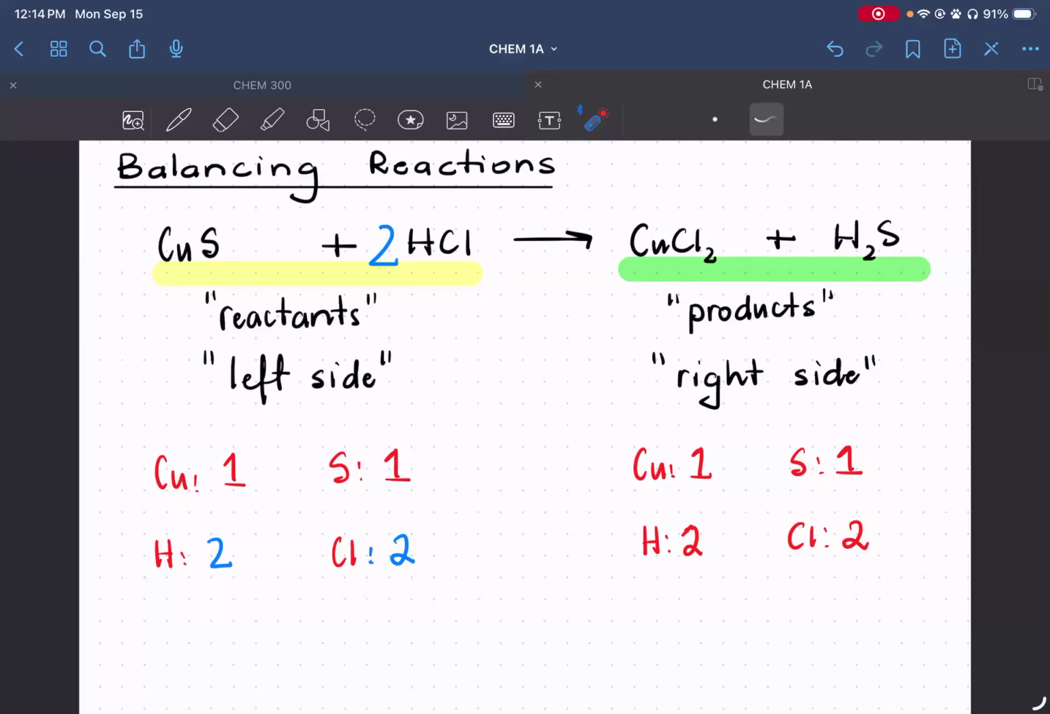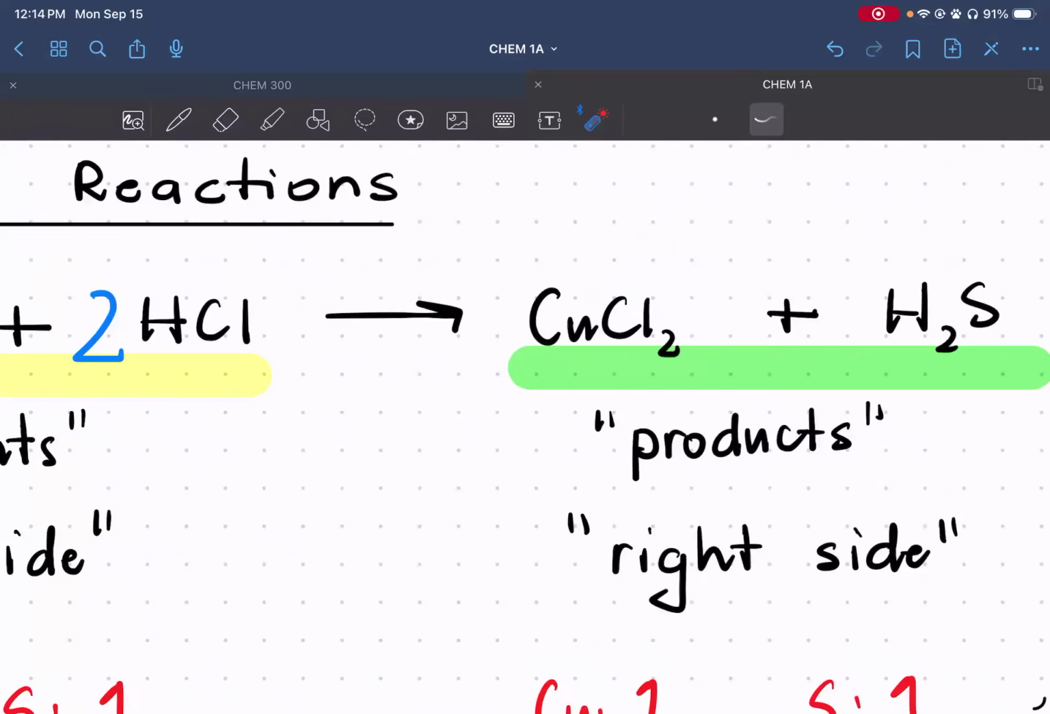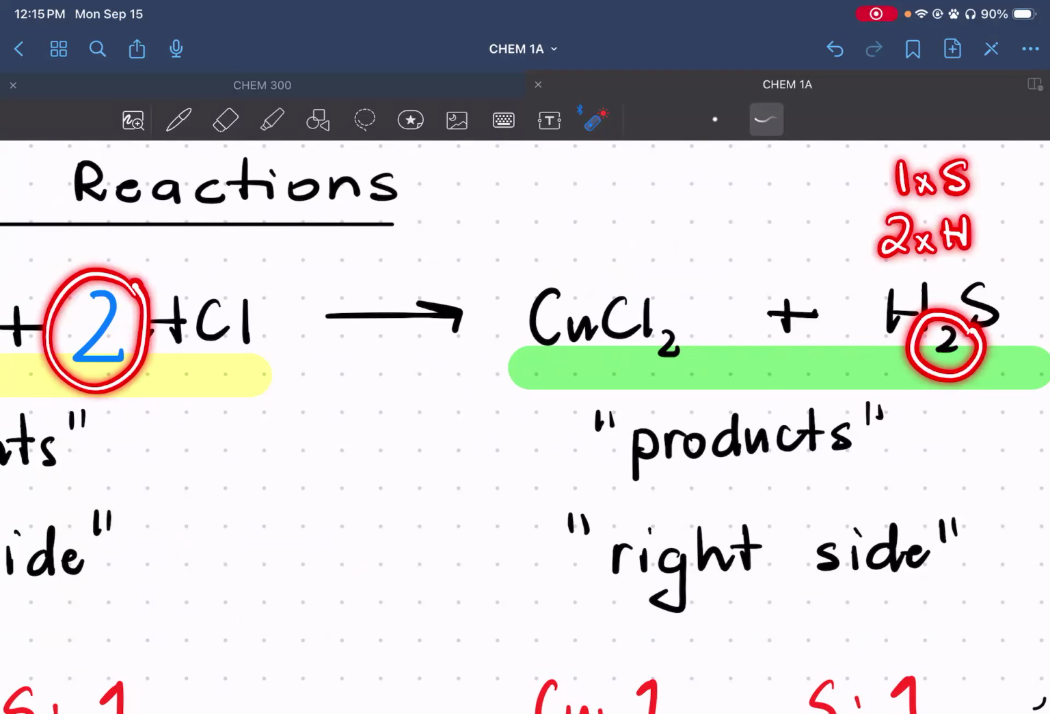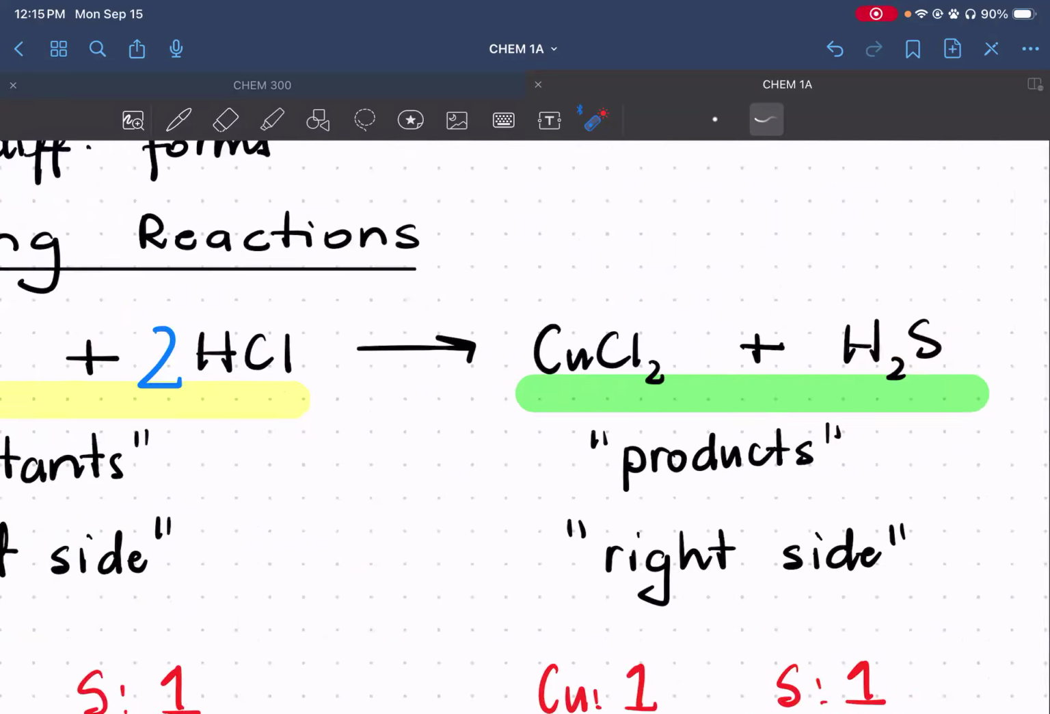But the really important part I want you to remember is that these small subscript numbers are a result of the crisscross nature. This small subscript number tells us there are 2 hydrogens in this molecule, but there is only 1 sulfur. The big number in front tells us there's two of everything. In this case, there are two hydrogens and two chlorines.